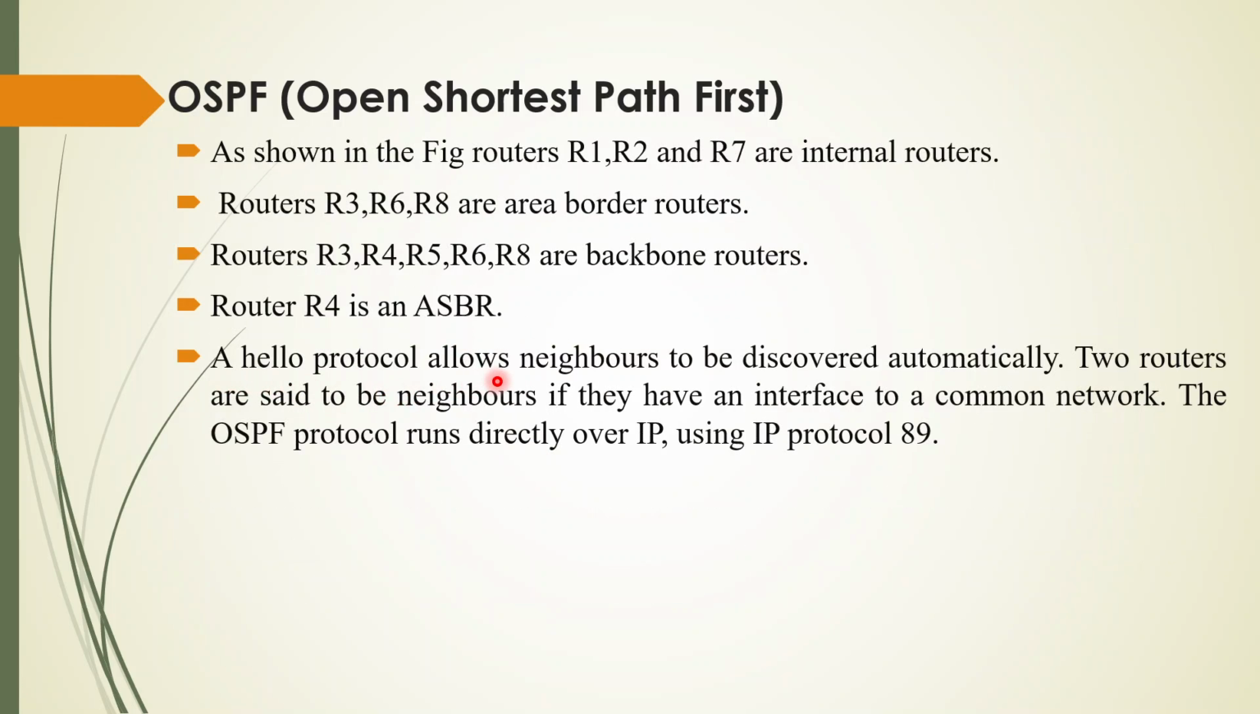A hello protocol allows neighbors to be discovered automatically. Two routers are said to be neighbors if they have an interface to a common network. The OSPF protocol runs directly over IP using IP protocol 89. So the hello protocol allows two neighbors to discover automatically. If they have a common network, then they are neighbors.